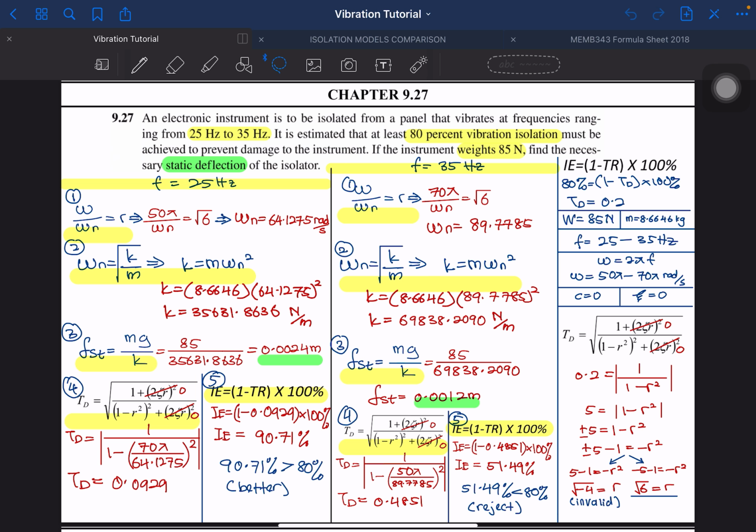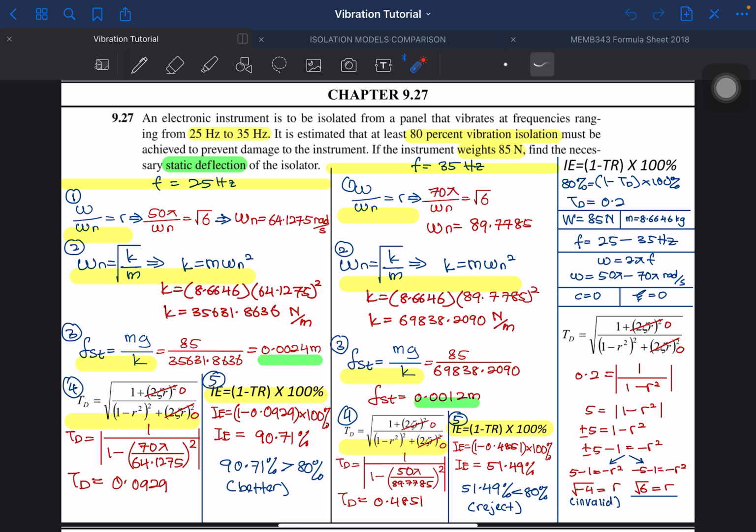Problem 9.27. An electronic instrument is to be isolated from a panel that vibrates at frequencies ranging from 25 Hz to 35 Hz. It is estimated that at least 80% vibration isolation must be achieved. Okay, that 80% is actually isolation efficiency, achieved to prevent damage to the instrument. If the instrument weighs 85 Newton, find the necessary static deflection of the isolator.